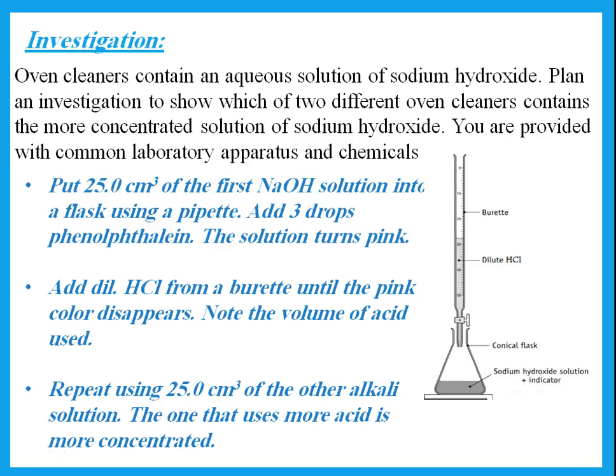So we're doing a typical titration. Okay, add dilute hydrochloric acid from a burette until the pink color disappears. Note the volume of acid used. And then we're going to repeat the same thing using 25 centimeter cubed of the other alkali solution. The one that uses more acid is more concentrated. Do you understand how to explain this?